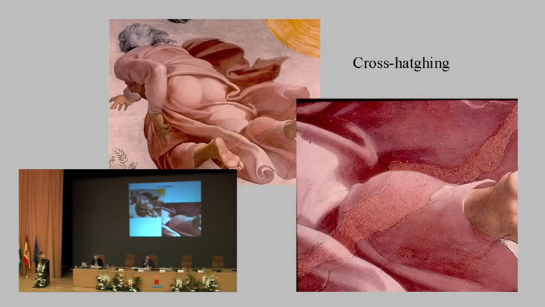Where retouching was necessary, it was done using watercolors in hatched brush strokes to distinguish the retouchings from the original painting, cross-hatching in the ceiling and vertical hatching in the lunettes. No final protection was applied to the surface of the fresco.